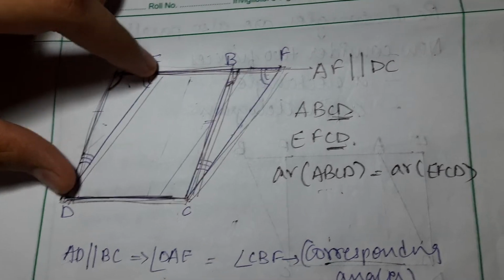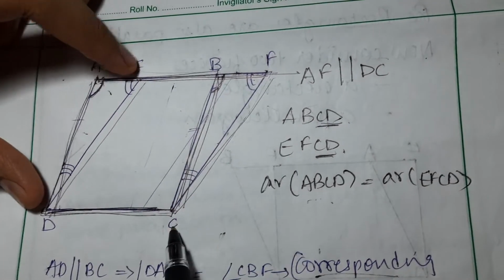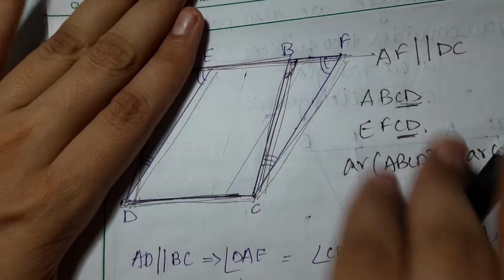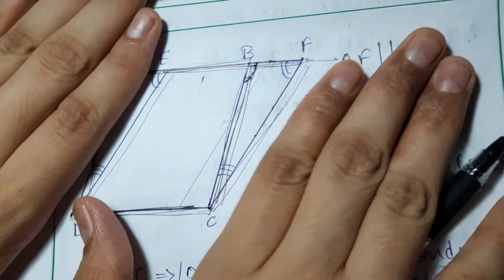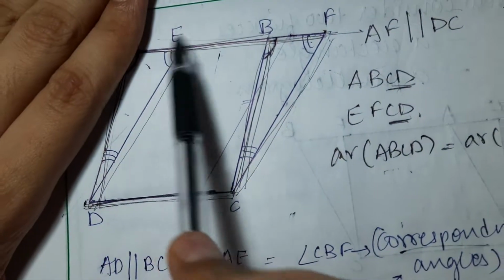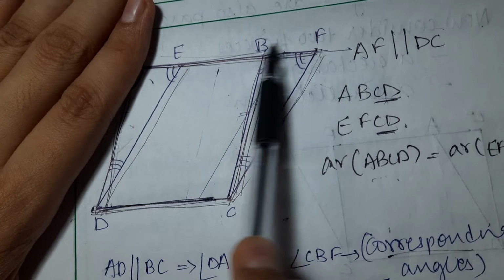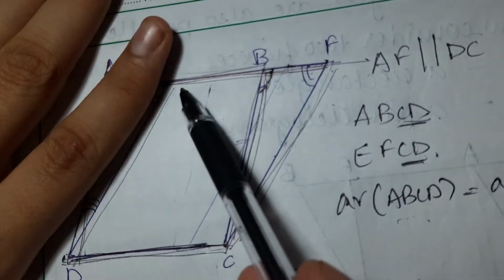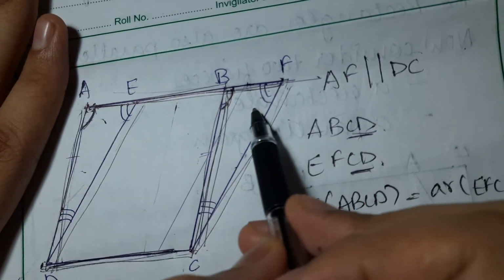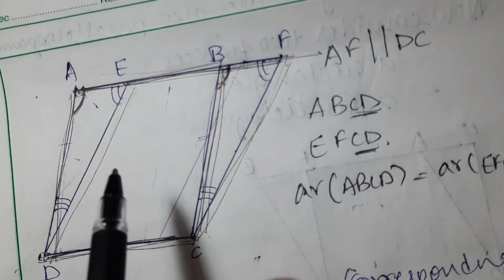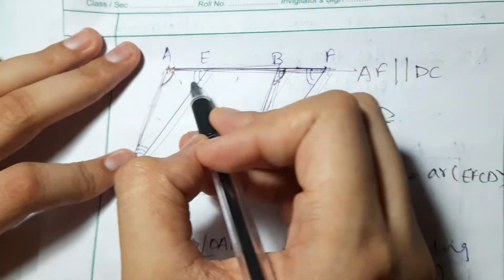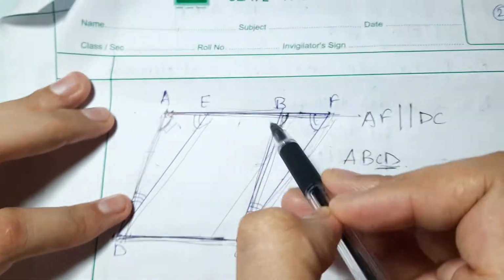Now similarly, ED is parallel to FC. Look at this parallelogram. ED and FC are parallel. So this line is running through these two parallel lines, which means this angle E here and this angle here are equal by property of parallel lines, corresponding angles, right? So this angle is equal to this angle is equal to this angle.